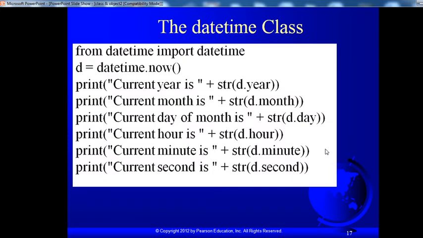The datetime class. Next, if you want to use the datetime class, how do you define it? For example: from datetime import datetime, d equals datetime dot now, print current year plus str of d dot year. The first line prints the current year, for example 2020. Print current month, which is 6. Then current day of the month, today's date, which is 9. Current hour is 11. Current minute is 8. And current second is 30.